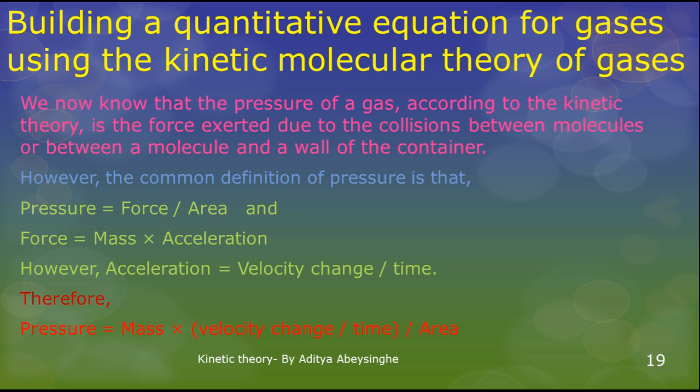So first of all, the pressure is equal to force by area, that is, force per unit area. The force is equal to mass into acceleration, and the acceleration is equal to velocity change over time. So finally I can say that the pressure is equal to mass times the acceleration, which is the velocity over time, that is the force, divided by the area.